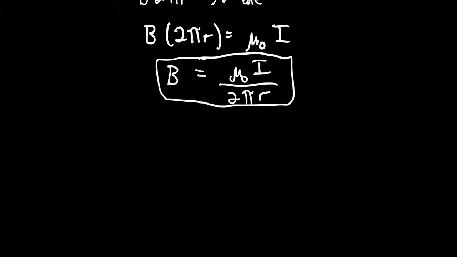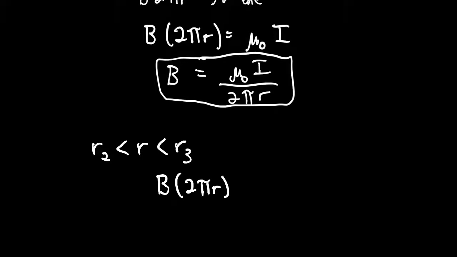Now let's do between R2 and R3. What do I have on the left-hand side of the equation? B times 2 pi R. What does that equal to? Mu naught times I enclosed. So now I have to figure out what is the I that's enclosed within this surface. So let's go back, let's draw the surface, and we'll see what we have.